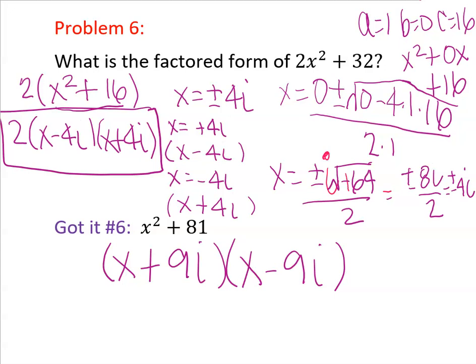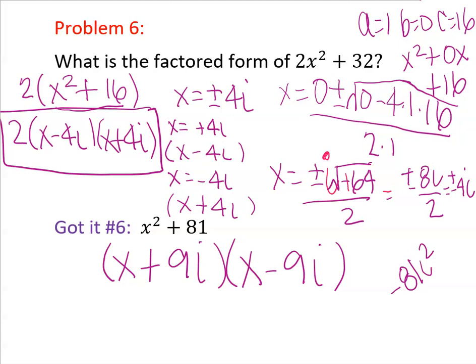And then when you get a 9i times a 9i, you get negative 81 i squared. And what would that i squared turn into? Negative 1, so negative 81 times negative 1 would be 81. Okay, so it works. It's just kind of different in how you come about it.